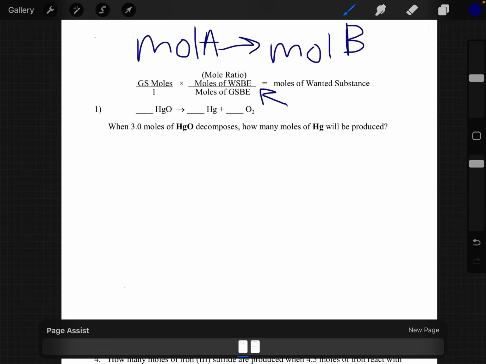And so you have to have a balanced equation in order to have a mole ratio, in order to show this relationship. So the first thing you need to do before you ever do a stoichiometry problem is make sure that you have a balanced equation.